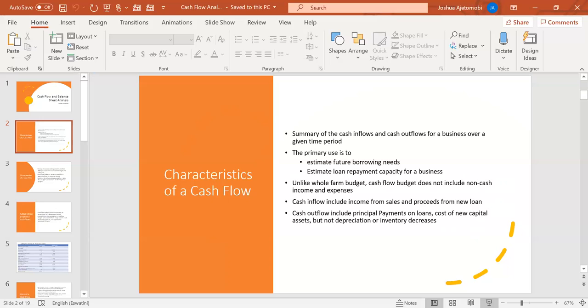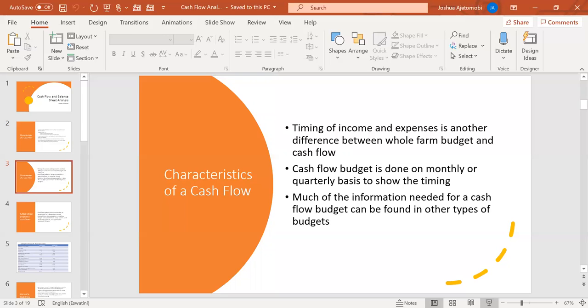So it's a bit different from whole farm budgets, because non-cash income and expenses are not included whenever you are preparing a cash flow budget. So cash inflow includes all the income from sales and proceeds from new loans, and cash outflow includes principal payment on loans and cost of new capital assets. But you must not include depreciation or any form of inventory decreases.